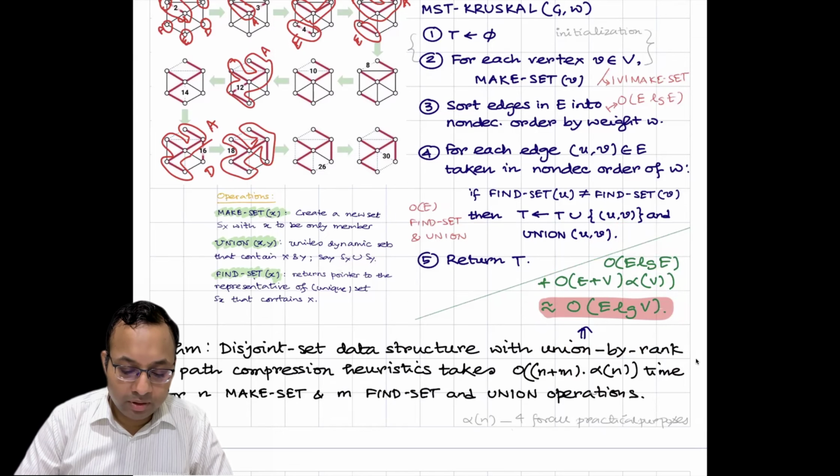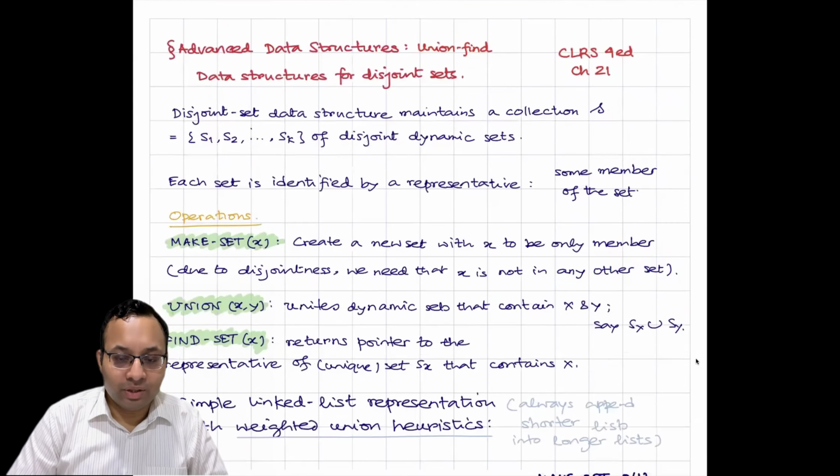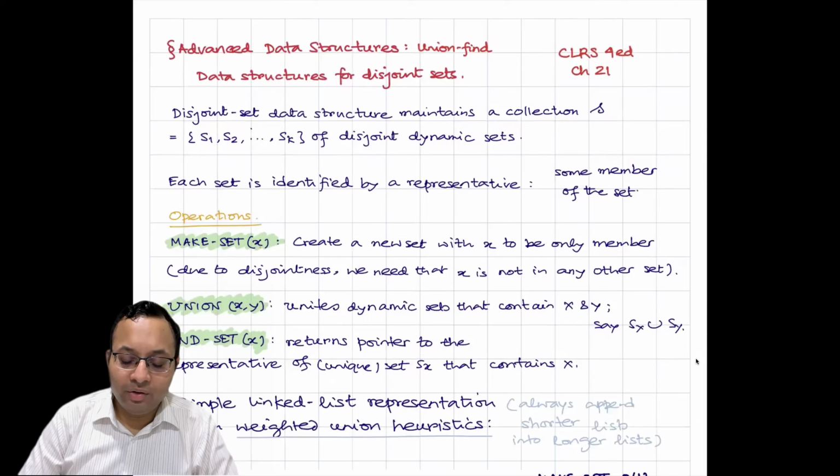Now let me talk a bit more about the data structures. I will not go into the detail, I'll just give a high-level idea of what the data structure is. And then if you want, you can read CLRS 4th edition, chapter 21, where they talk in detail about the implementation of the disjoint-set data structures, or union-find data structures.